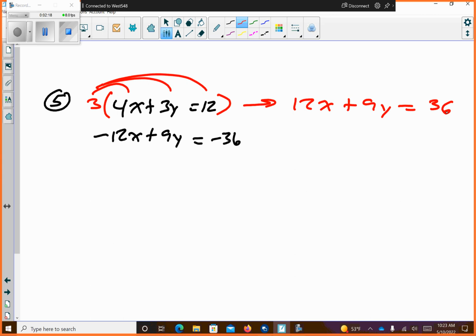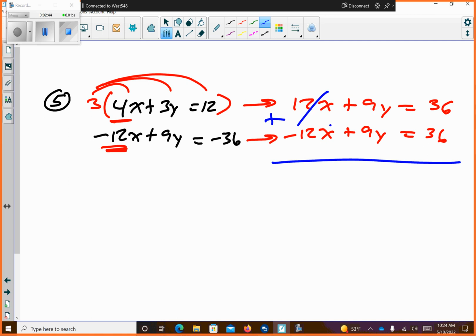Because I wanted to get rid of x, I need an opposite value, to get positive 12. The bottom equation I'm not going to touch. If I add these together, those are going to cancel out. And then I get 18y equals 72. Oh, it's negative 36. Thank you. So that should have been negative 36, so that's going to be different. That's going to give me 0.